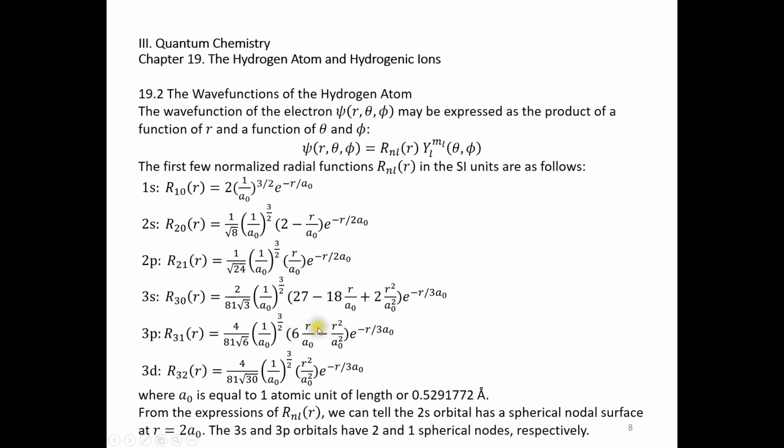We're going to get the 36 here and 36 here. 36 minus 36 is 0. So when r is equal to 6 times a naught, this function becomes 0. We have a spherical node. Now over here, we do not have any spherical node.